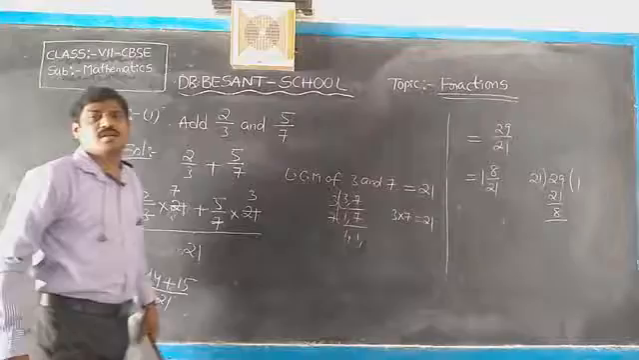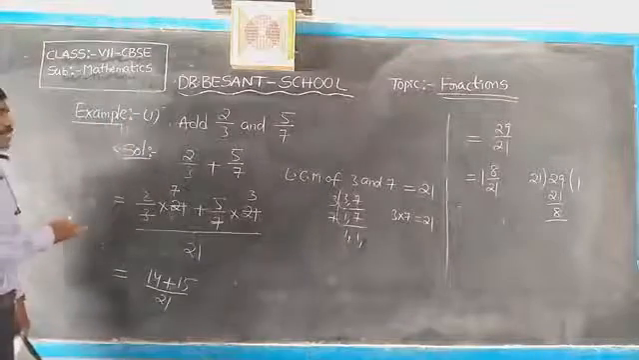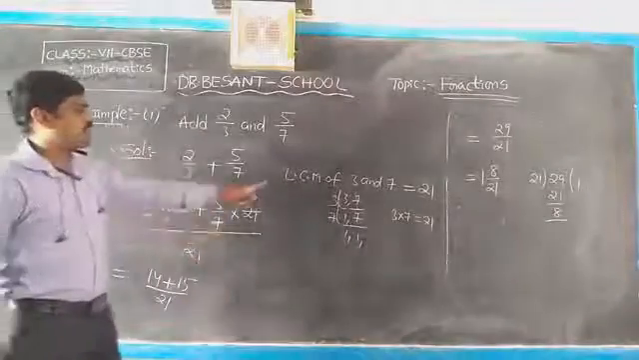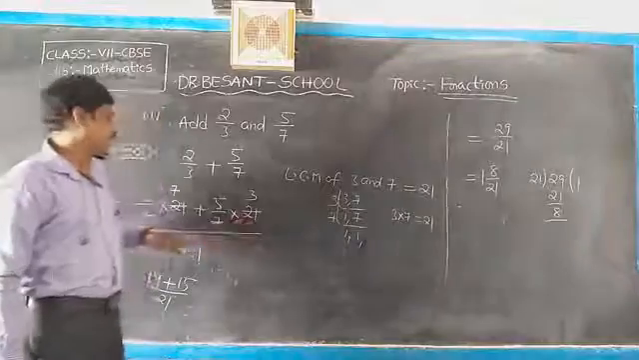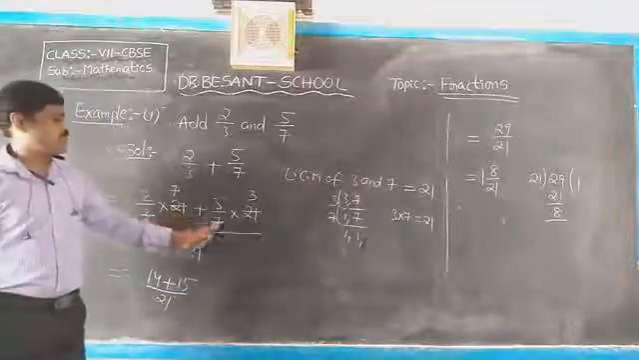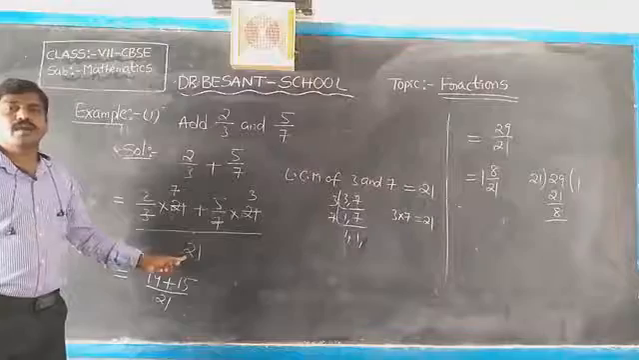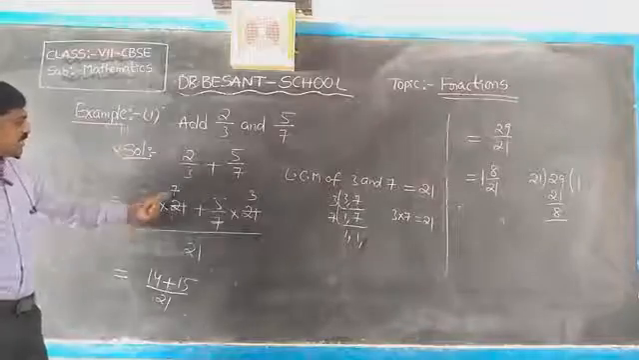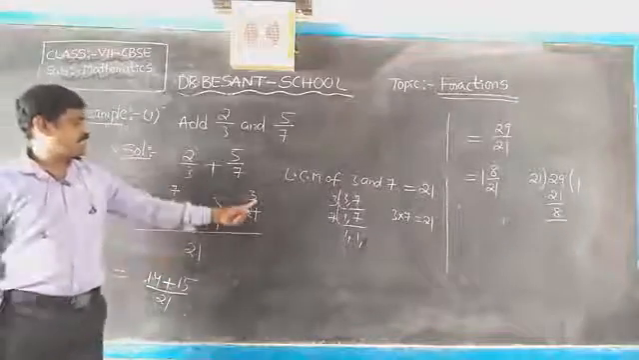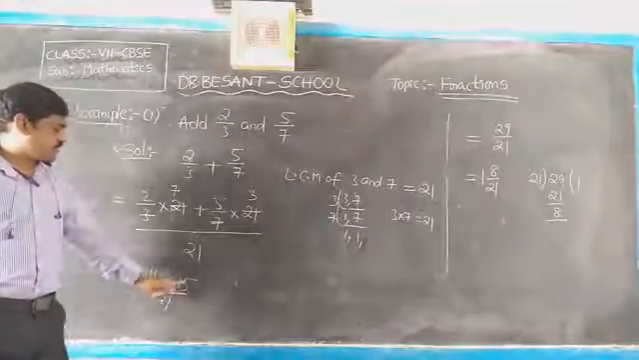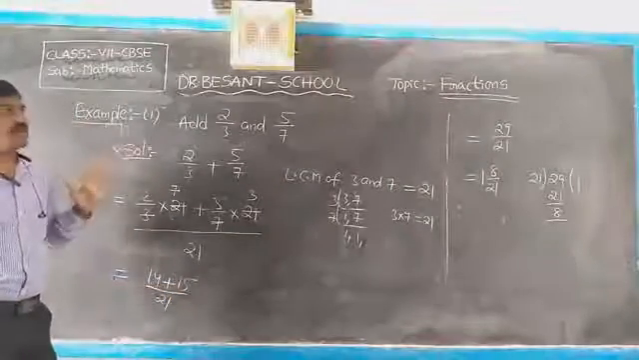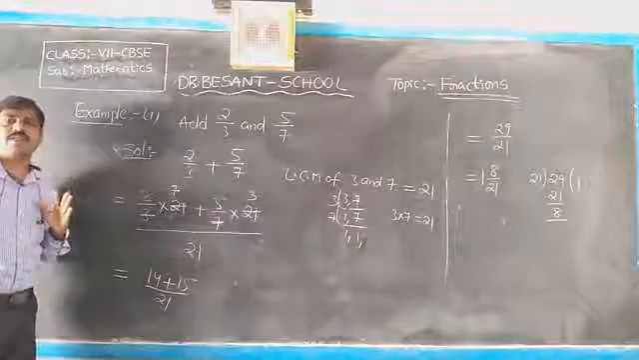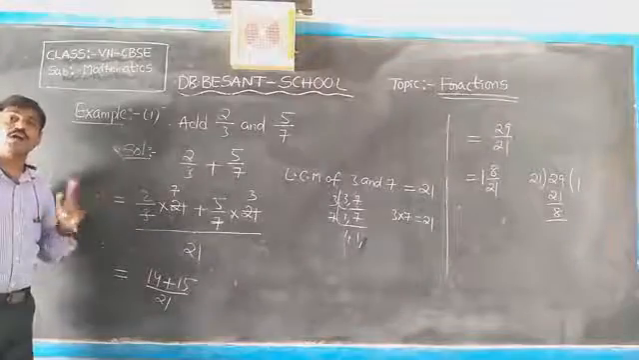So this is one more process. I think it is very easy compared to the previous one. Children, first of all we have to find the LCM. Fraction into LCM plus fraction into LCM, whole by 21, that is 14 plus 15, 29 by 21. Then we have to simplify. Is it clear? So this is the second process. Now I will tell you the third process.